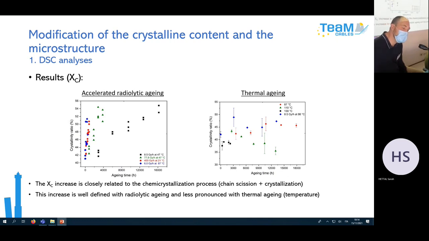But with thermal aging, for some temperatures it will be favorable, for instance 110 degrees C, but for other temperatures, like 130 degrees C, it will not be favorable because you have other phenomena that occur.